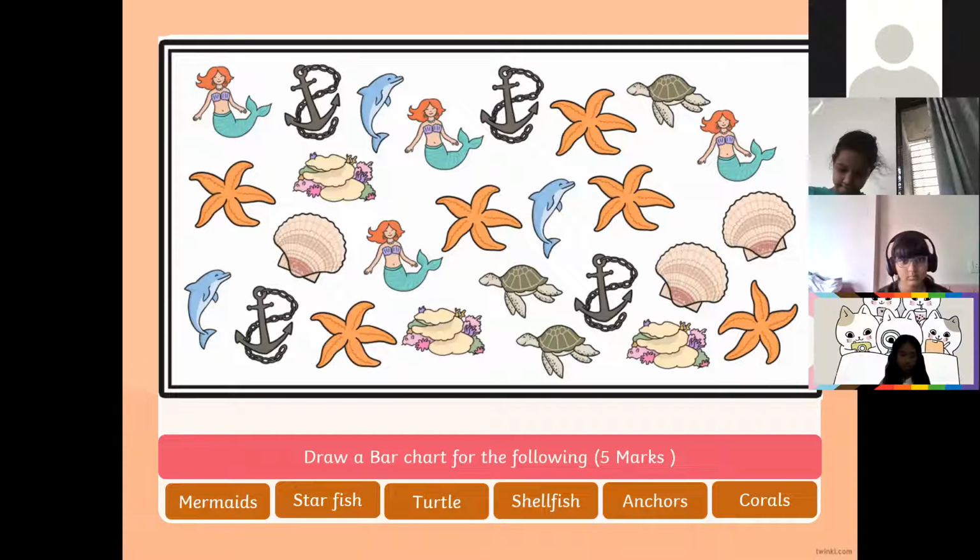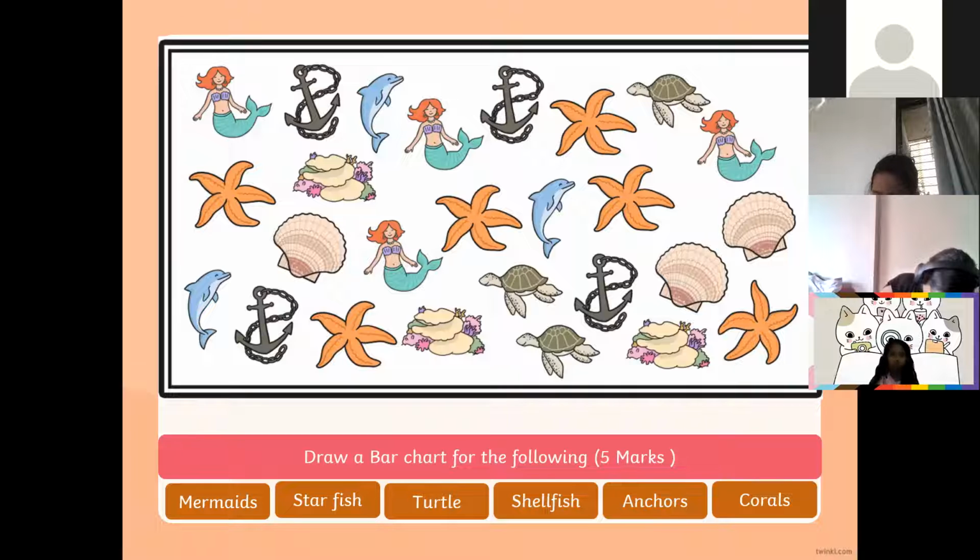My one page is filled with this butterfly, the cycle of butterfly, and the equipment and the bar chart. Can I go to the next page? Yes, Manhan, you can. I have to show.